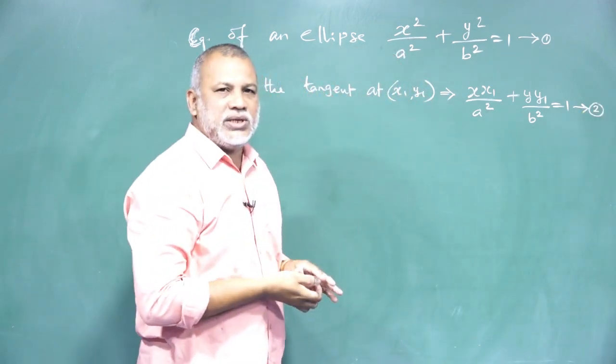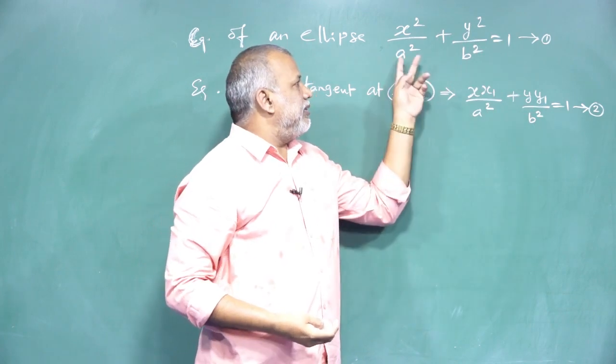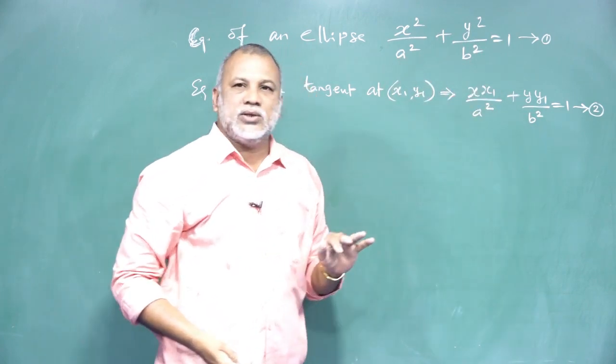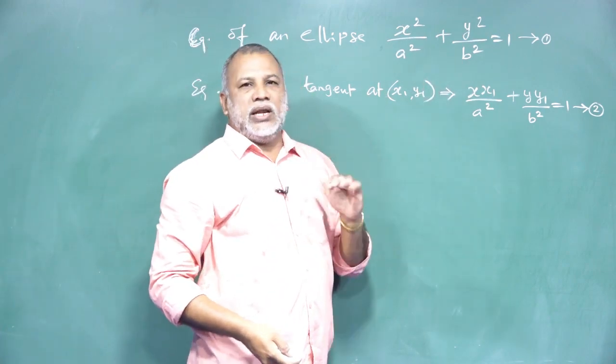Very simple procedure. X squared must be replaced by xx1. Y squared is replaced by yy1, with a squared and b squared as they are. This is said to be the equation of the tangent at x1, y1 to an ellipse.